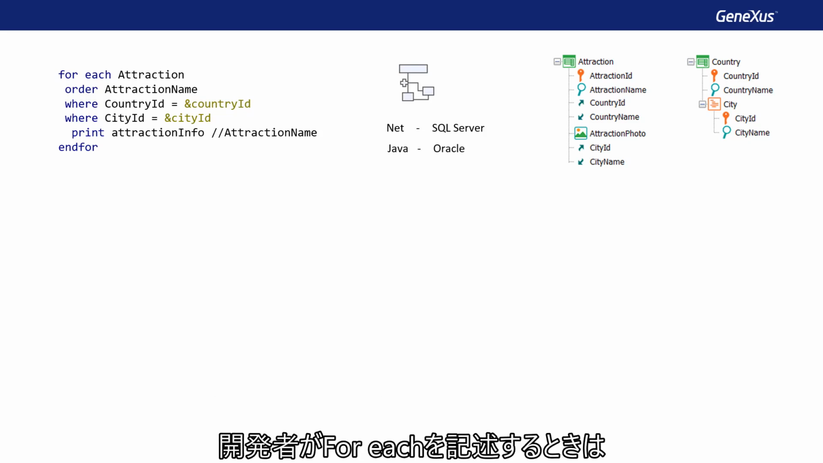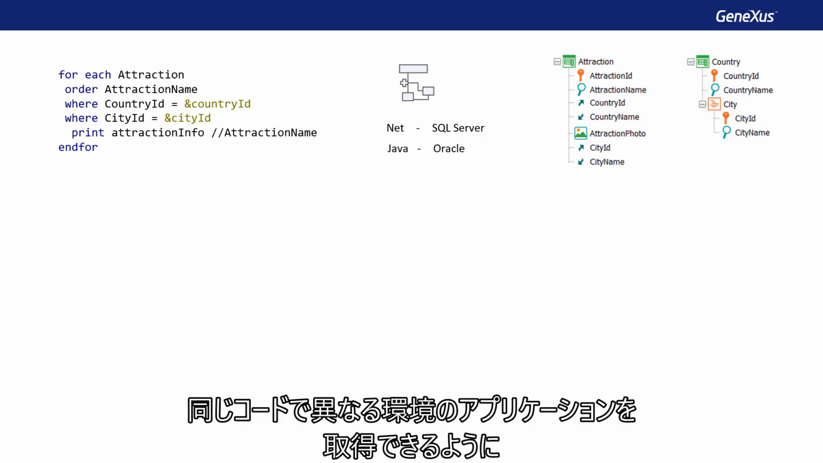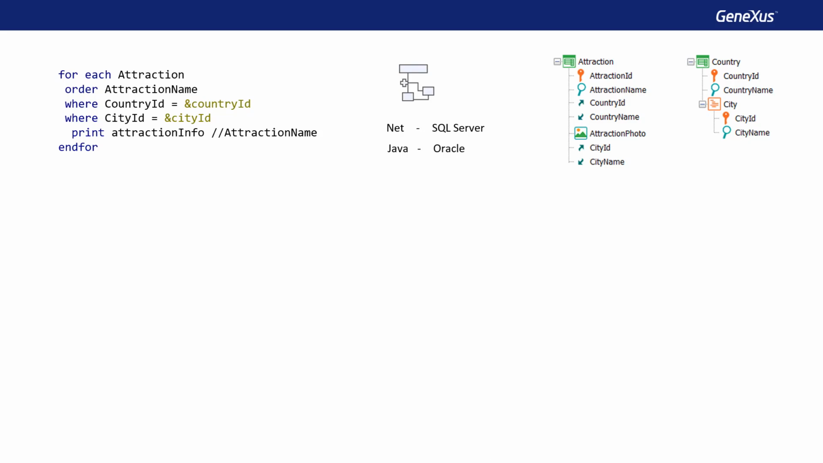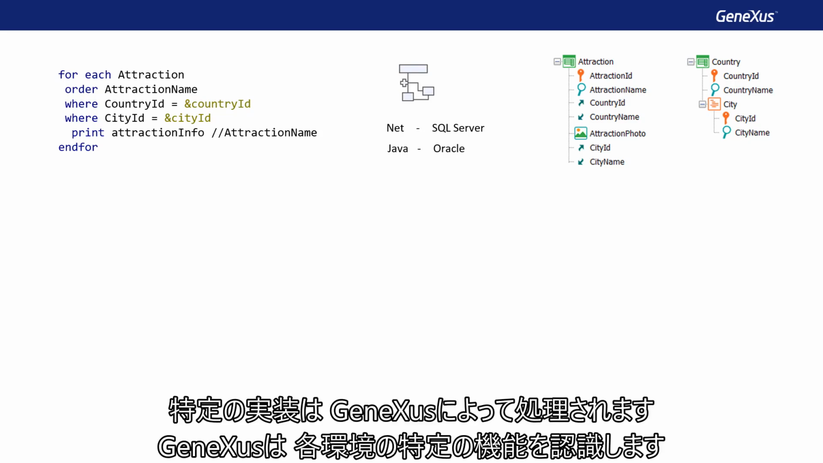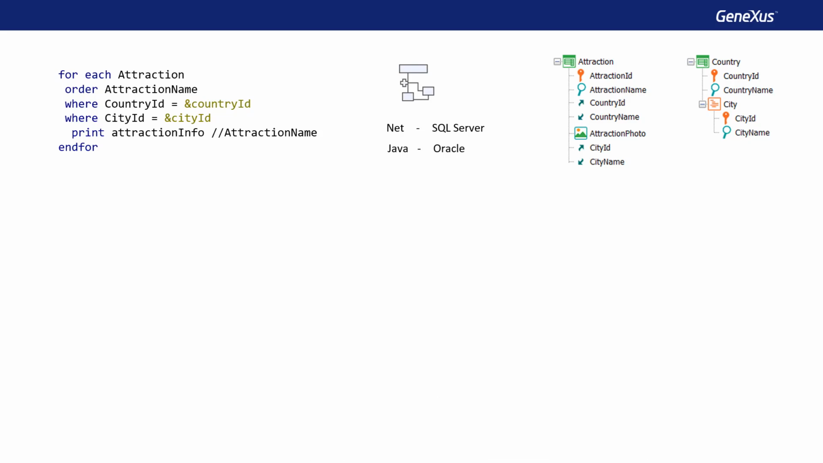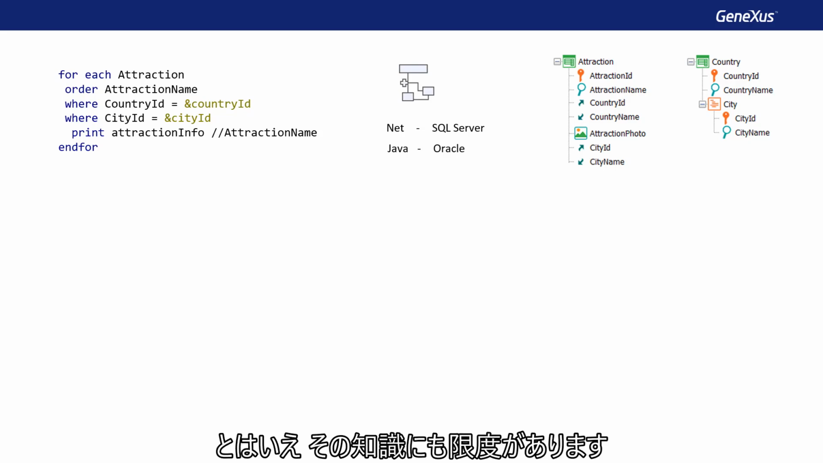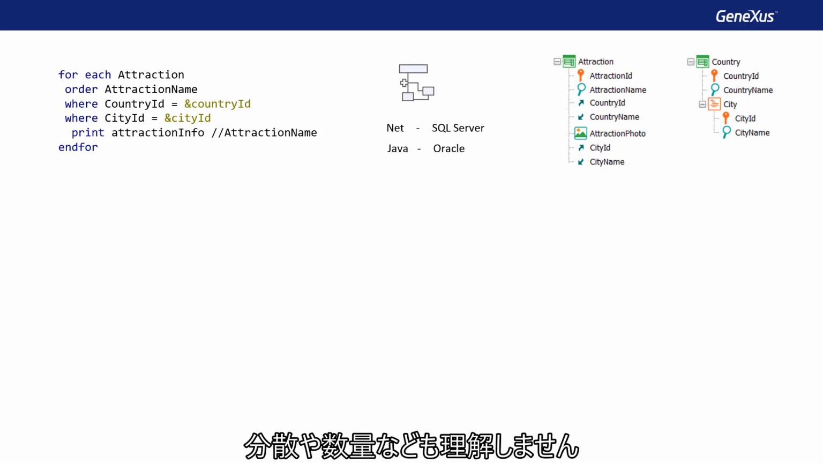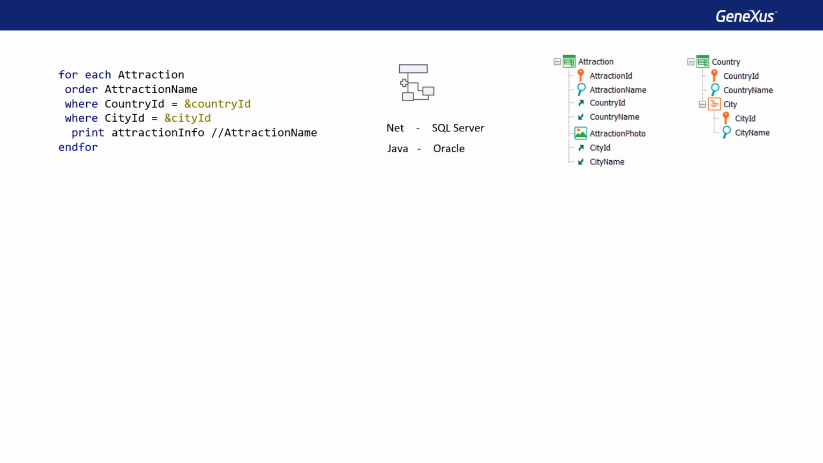When a developer writes a for each, they do it in GeneXus, with a certain independence from what the final environment will be, in order to obtain the application in different environments with the same code. This means that the specific implementation is handled by GeneXus, which is aware of the specific features of each environment. However, its knowledge has a limit. It knows the database structure, but not the data, nor its distribution, quantity, and so on.